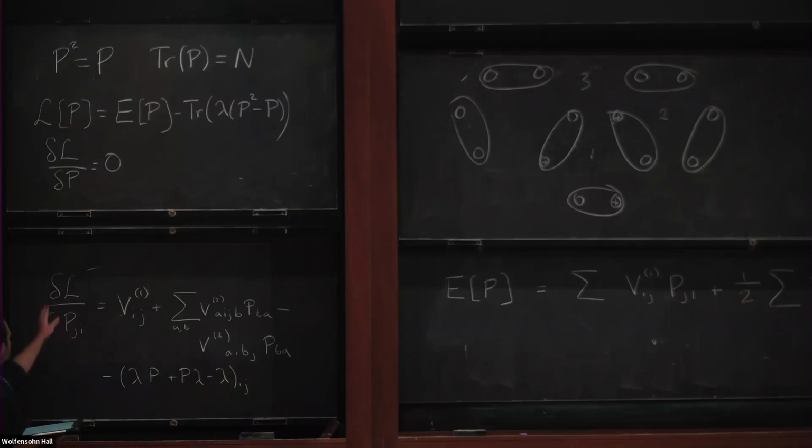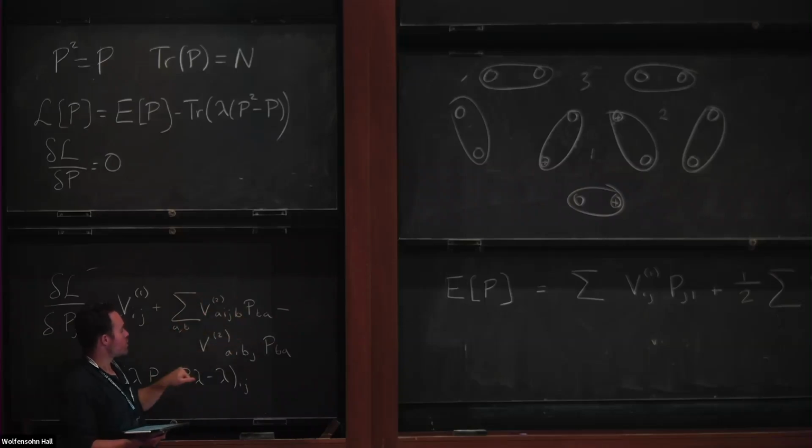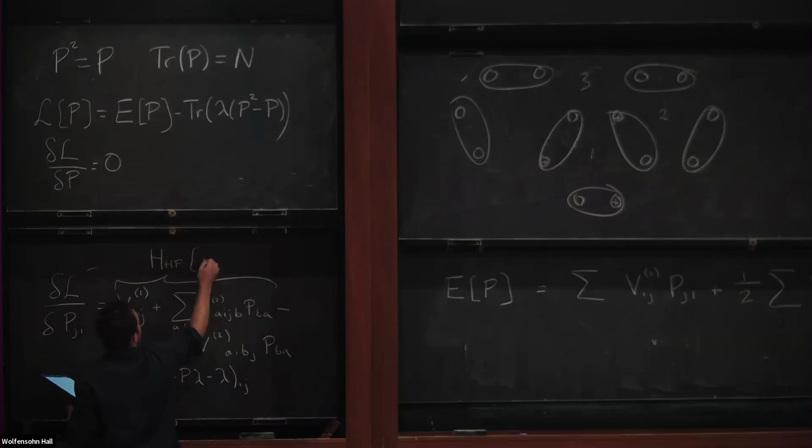Okay, so the right way to think about this is dL/dP defines a matrix. Part of the matrix is obvious. It's a single particle Hamiltonian. This part defines a matrix in the ij space, but the matrix is actually a linear functional of P. The a, b are summed over here. This combination, these three terms together, is what we call the Hartree-Fock Hamiltonian. But implicitly, it depends not just on the matrix elements, but on the current guess for what the projector is. It's a linear function of P.